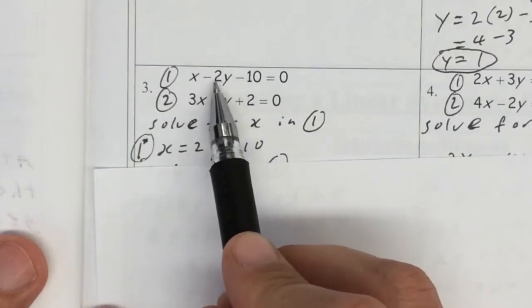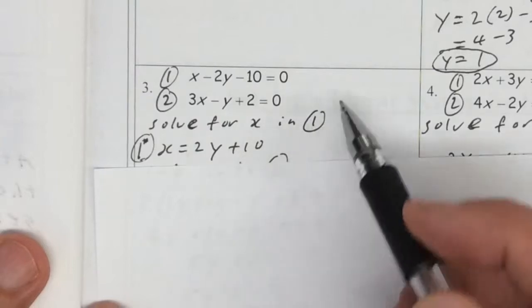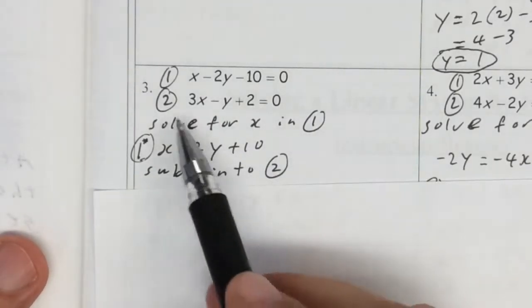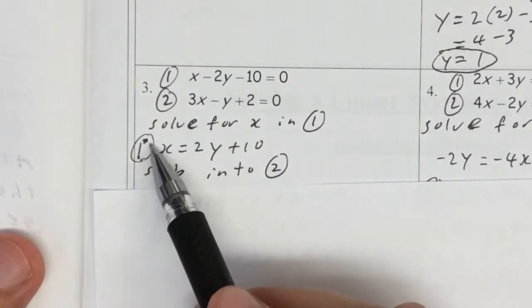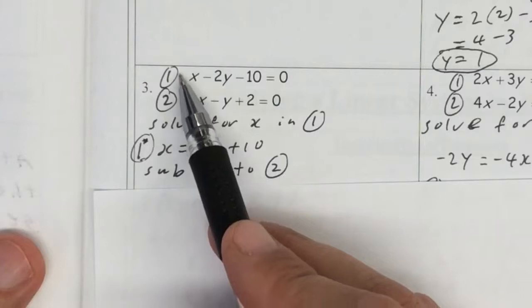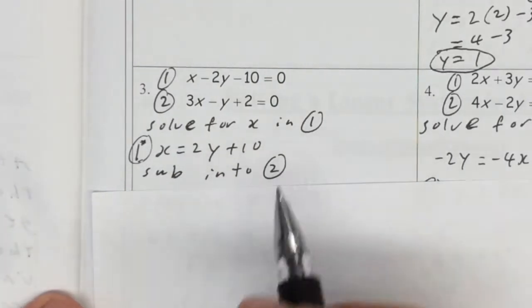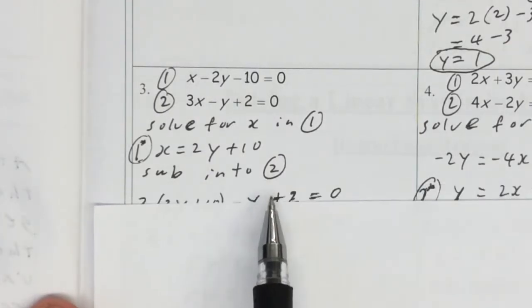So by bringing the negative 2y and the 10 over to the other side, you get x equals 2y plus 10. Okay? Sub that into equation 2. And I'm going to call that equation that I just got 1 star. It's still equation 1, just in a different form, so I'll call it 1 star, and we'll continue with that notation later too. Okay, so sub into equation 2.